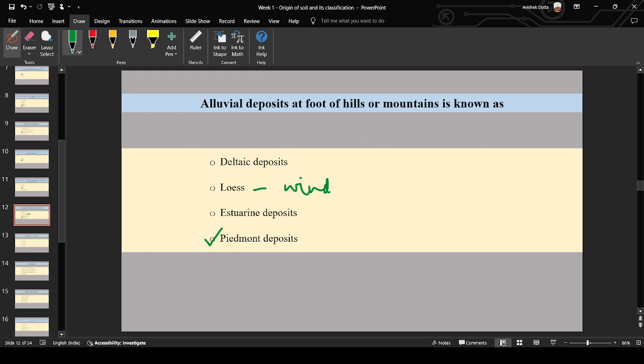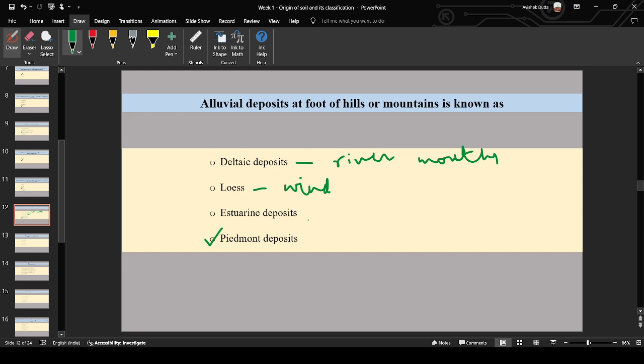Deltaic deposits, formation formed at the river mouths. So they are transported by the river and they are definitely alluvial deposit. It is formed at the river mouths. So the place of formation is different. It is not deposited at the foot of hills or mountains. It is deposited at the river mouths.